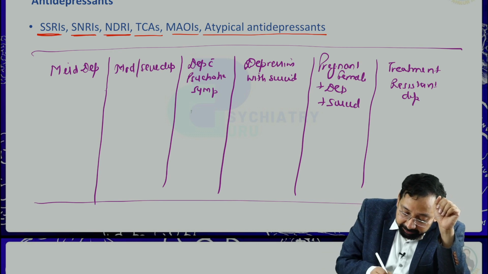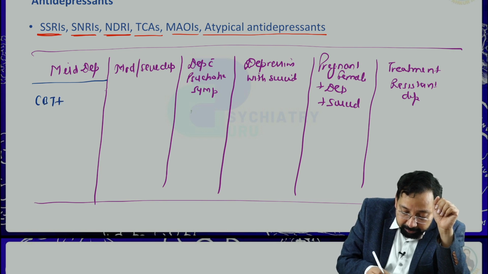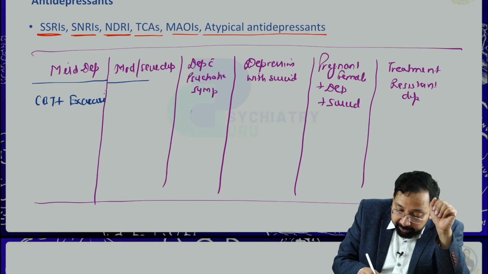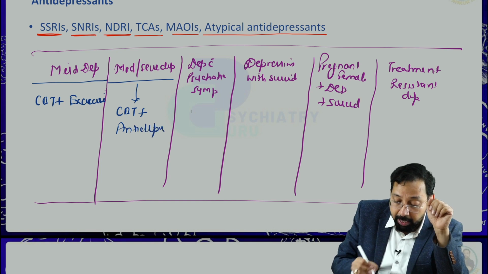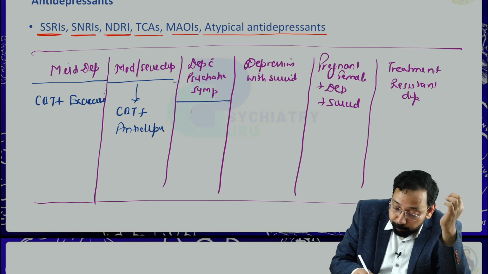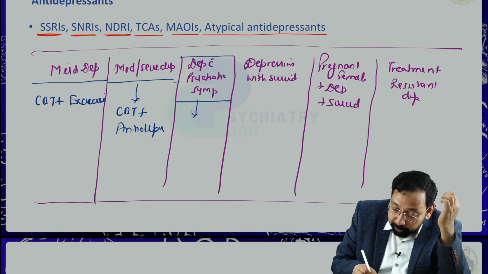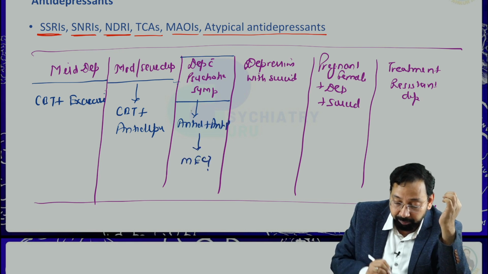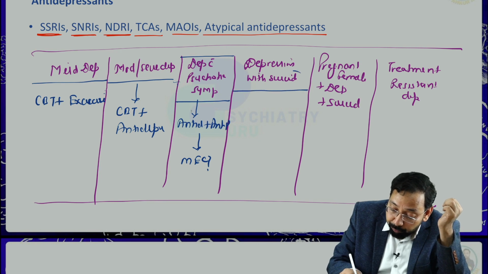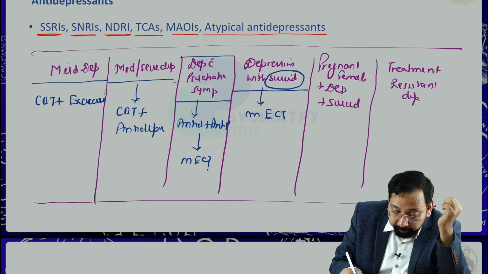So mild depression, I told you, CBT plus exercise plus active monitoring. Moderate to severe depression, you will treat with CBT plus antidepressant. Depression with psychotic symptoms, whenever you find depression with psychotic symptoms, you will treat with antidepressant plus antipsychotic. If not improving, modified ECT. Depression with suicide, I told you, wherever you find the word suicide, yes, modified ECT.